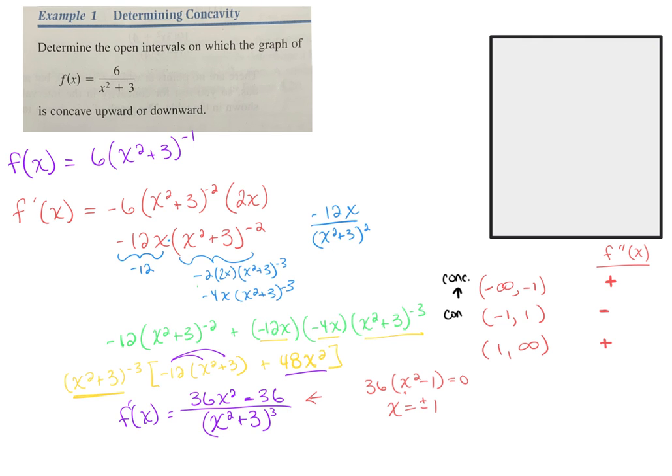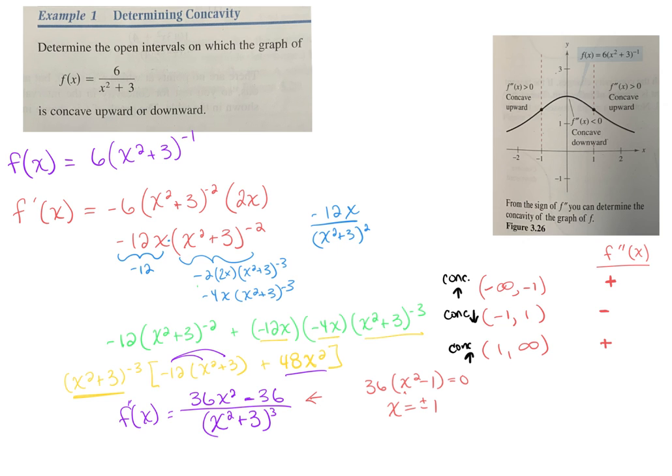This is concave down. And this is concave up. All right, so let's look at the graph. It's hard to tell because you don't see the whole graph here. This is going to go kind of like that, right? Here, it's concave up. The bowl is up.